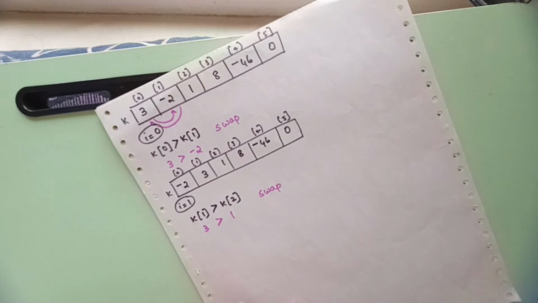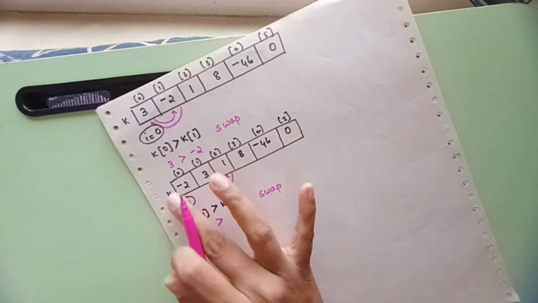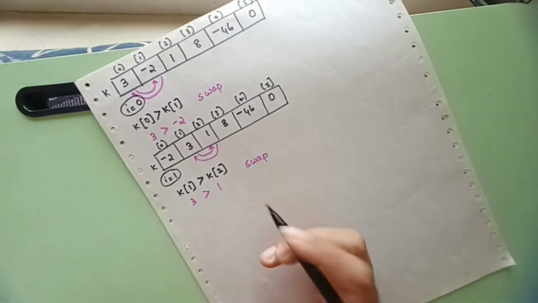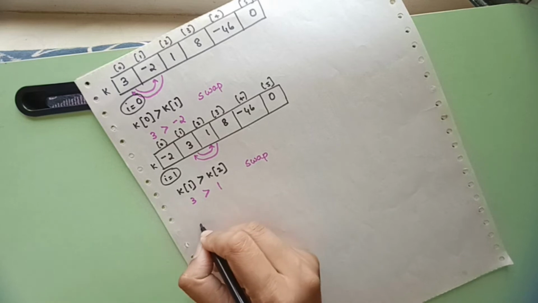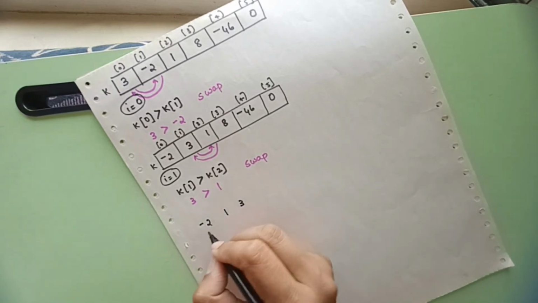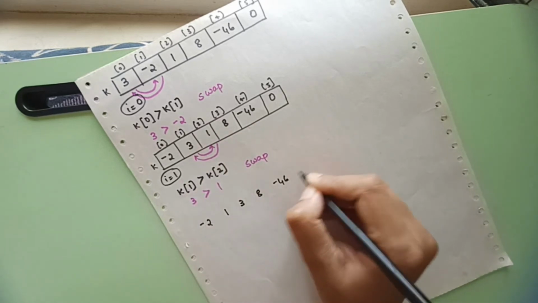We are going to swap these two elements. This one will go here, this will come here. All the remaining elements will stay at the same position. So minus 2 will remain there. 1 comes here, 3 comes here. So minus 2, 1, 3, 8, minus 46, 0.